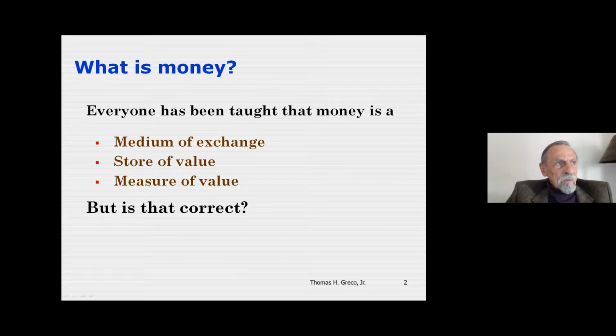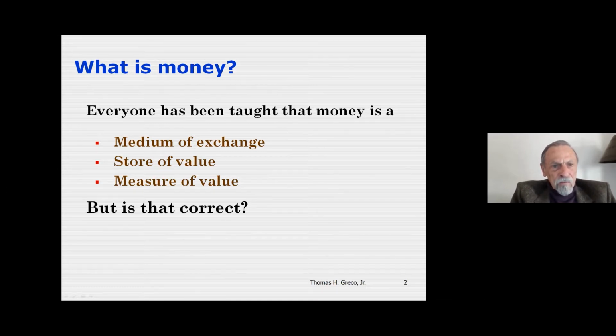We're all taught that money is a medium of exchange, a store of value, and a measure of value. But that might have been true at one time when money consisted of a commodity like a gold coin or a silver coin, but it certainly isn't true today. Today's money is not a commodity. Today's money is credit. So the primary function of money is really to be a medium of exchange.